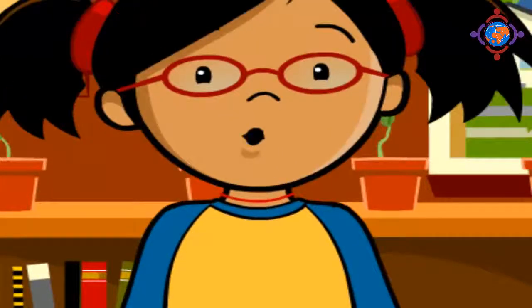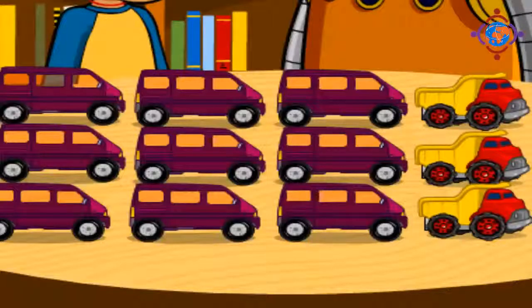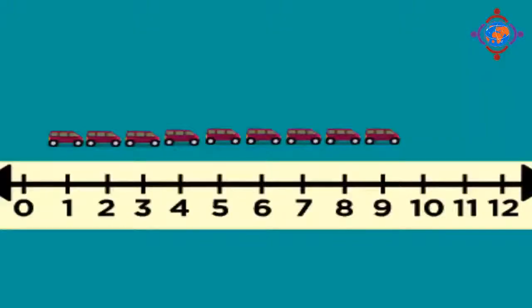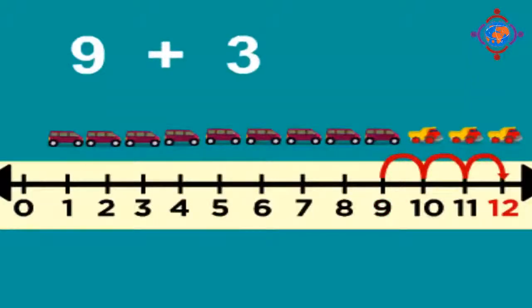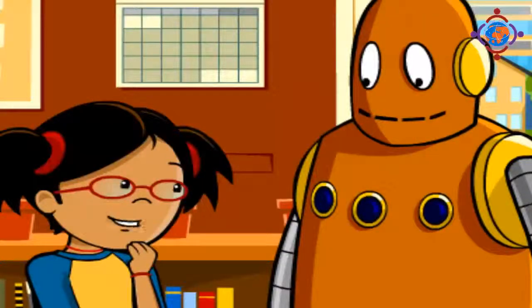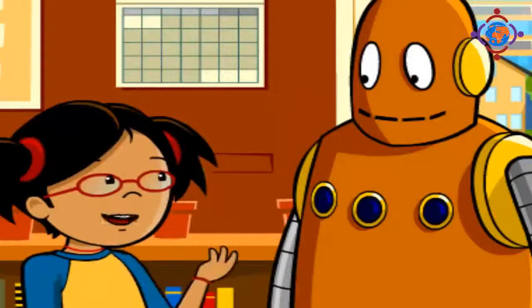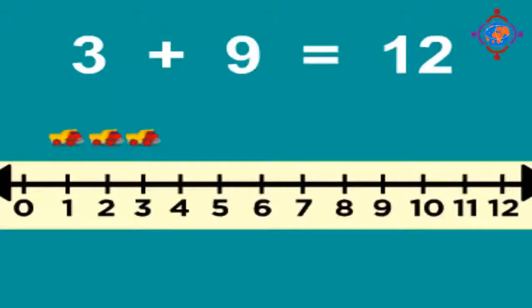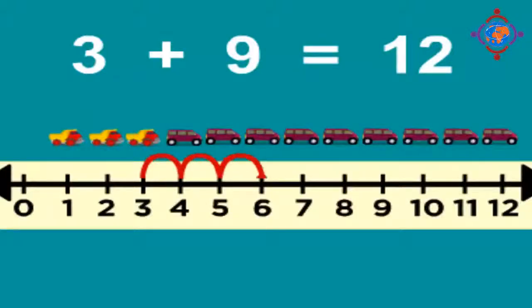How do you count on 3 to add? You have 9 vans and 3 dump trucks. How many do you have in all? Start with 9 and count on 3 to get to 12. 9 plus 3 is equal to 12. When you add, it helps to start with the larger number and then count on the smaller number. Well, it takes more time to start at 3 and count on 9.